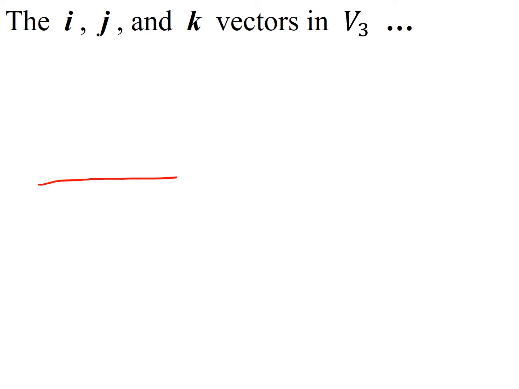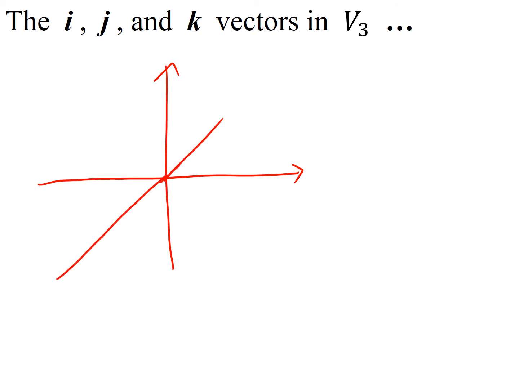Let me go ahead and draw an x, y, and z axis here. Okay, so there's x, there's y, there's z. So the unit vector in the direction of the x-axis is going to be called i. And again, what do I know? It points in the same direction as the x-axis and has length 1. Let's see if we can write down the components of i over here. So i, it's going to have 3 components.